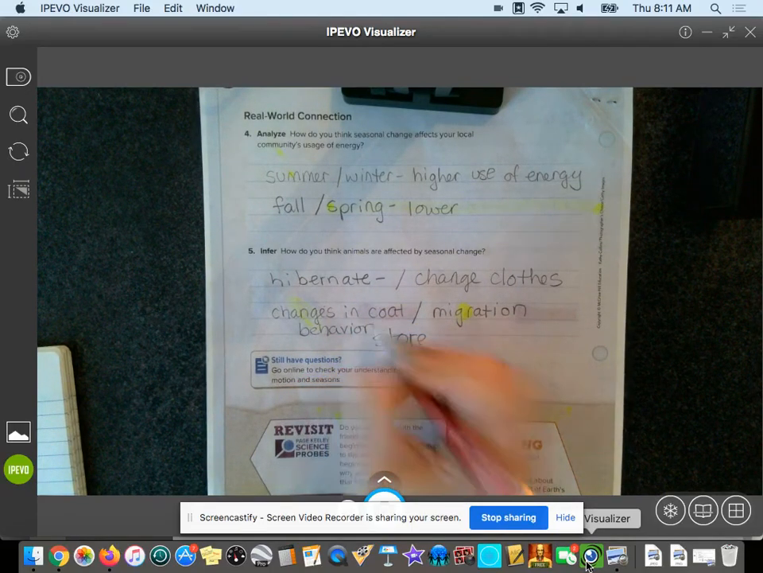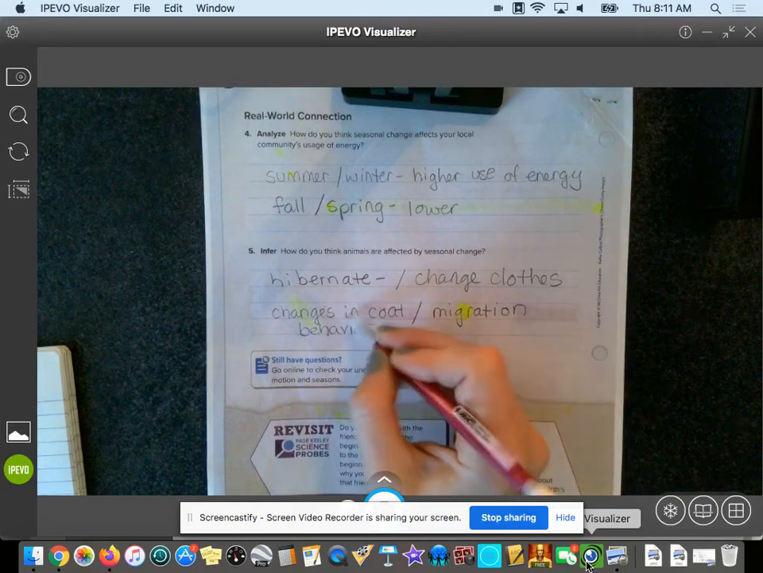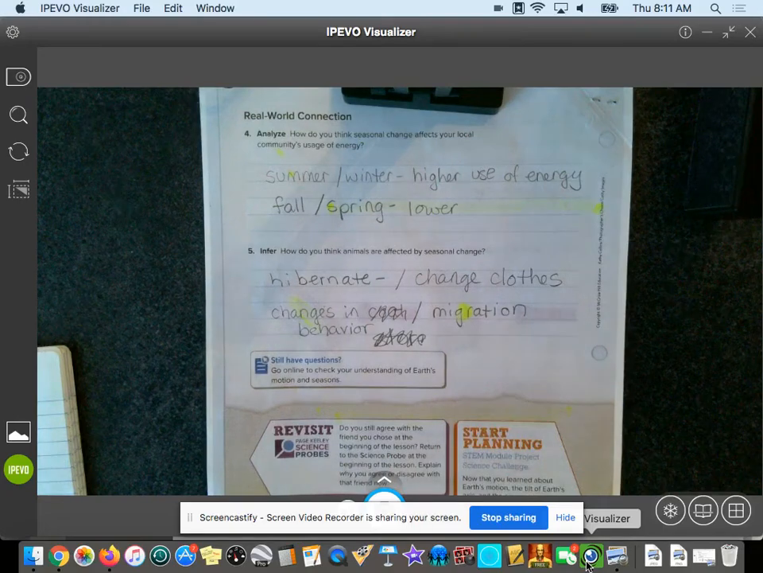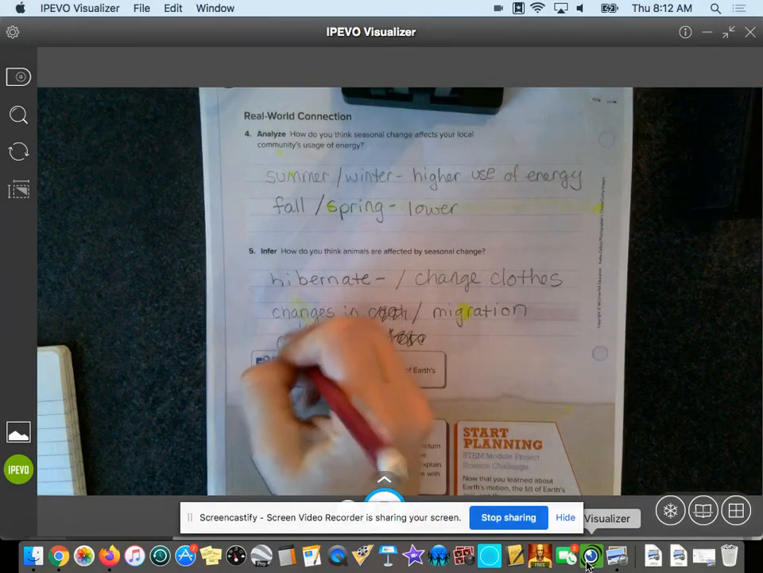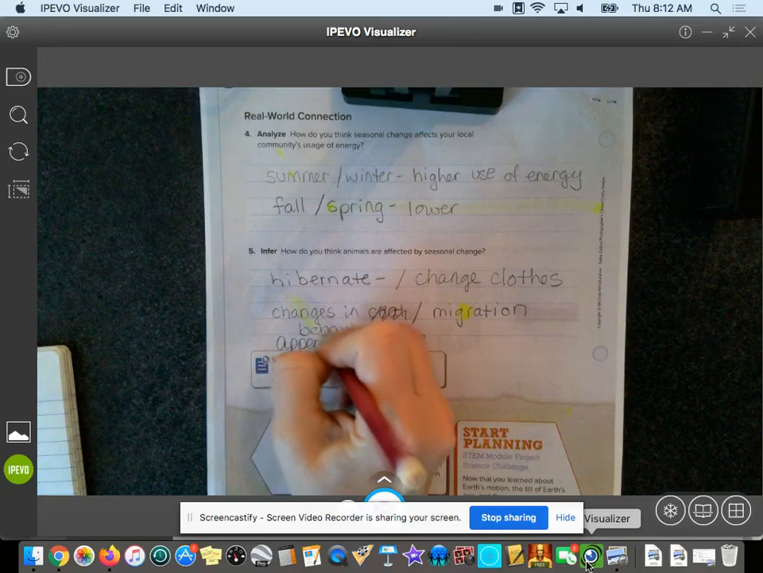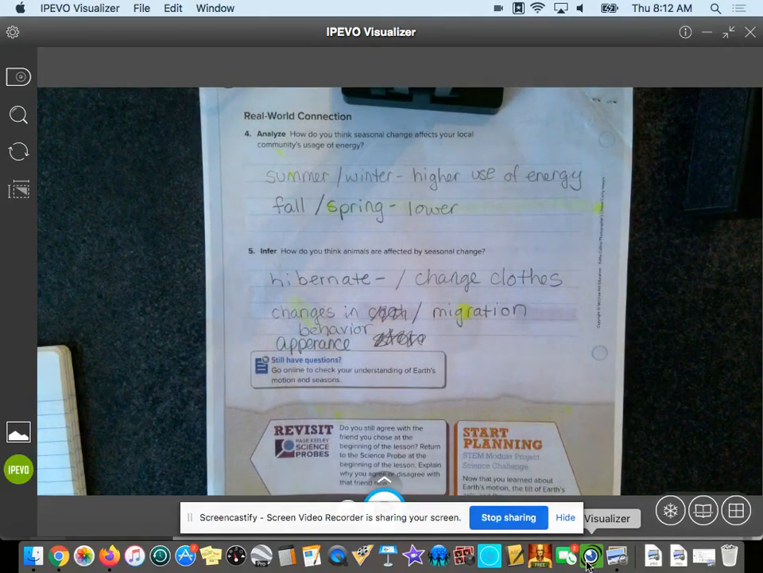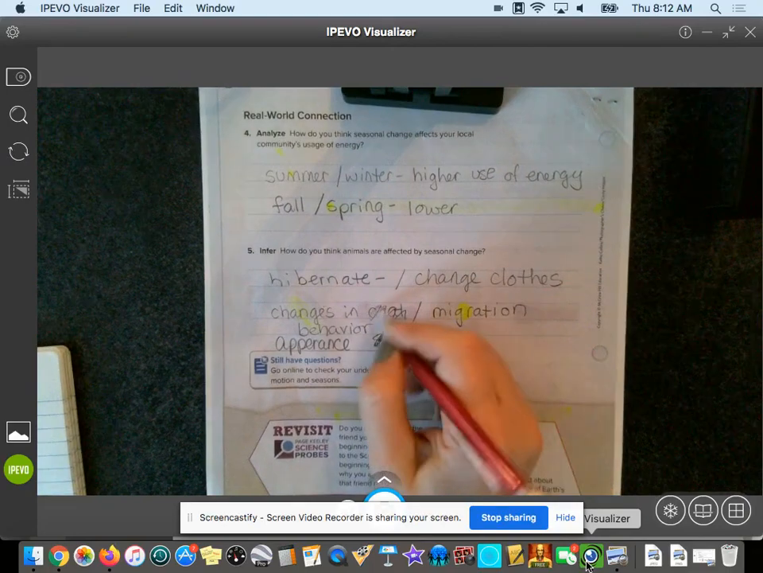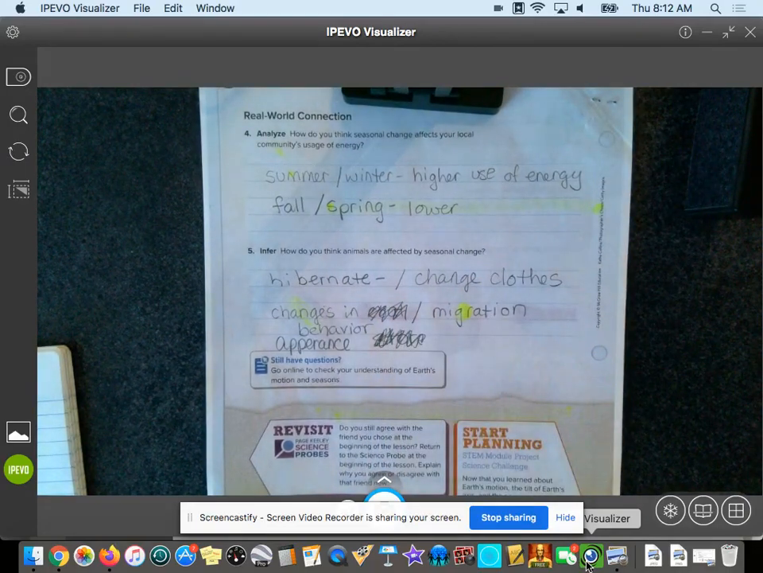I mean, yeah, animals will definitely, so changes in behavior will cover everything, like changes in behavior and appearance to fit those seasonal changes. I think I spelled appearance wrong, but that's okay. Okay. Yeah, very good. Good job. So that's our review.